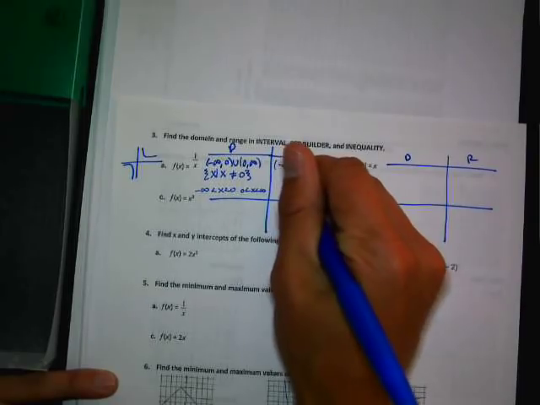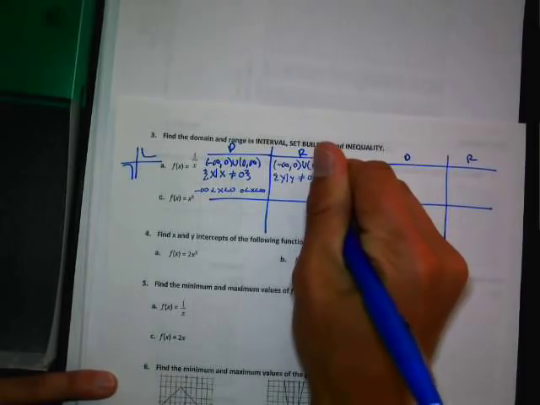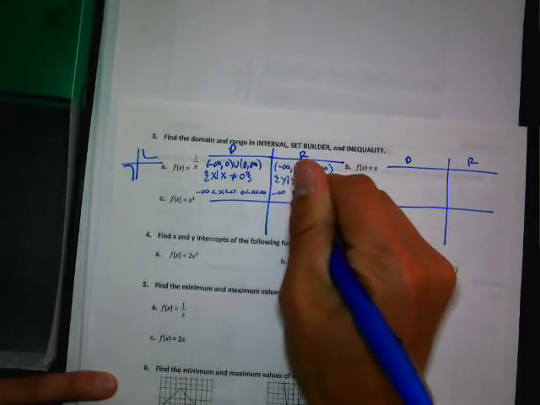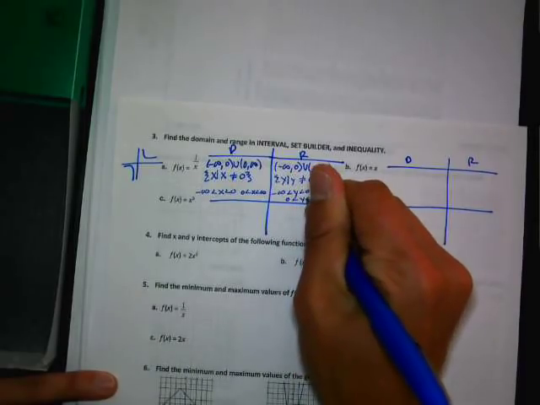For the range, very similar. I'm going down forever all the way up to the boundary 0, and then 0 all the way to infinity. And the only value I'm not using is 0. Negative infinity less than y less than 0, and 0 less than y less than infinity.